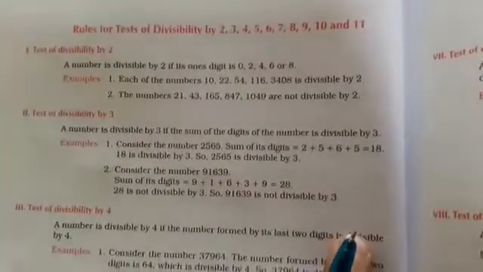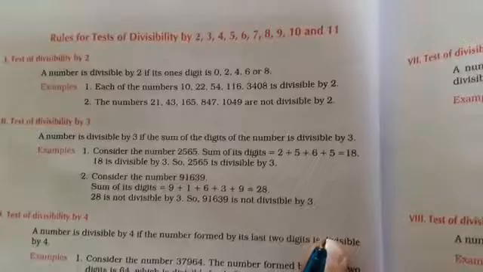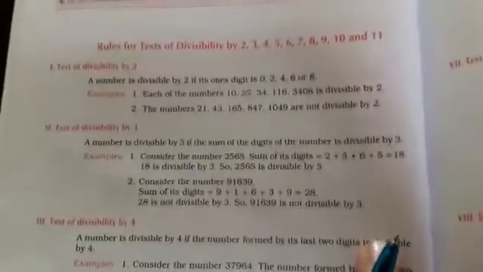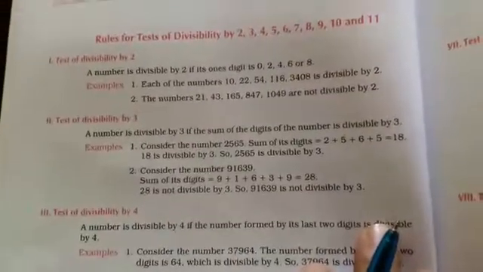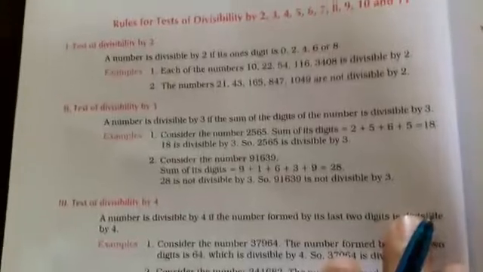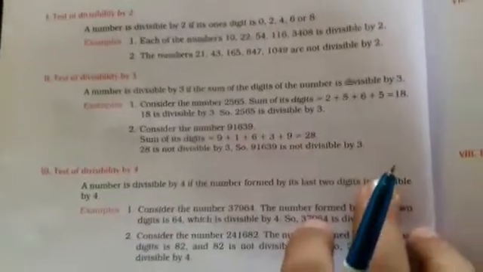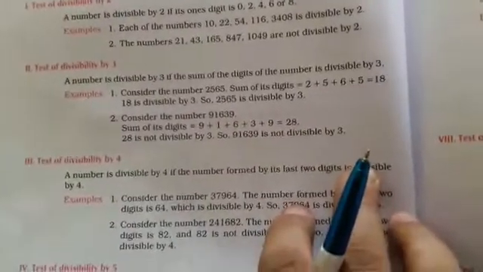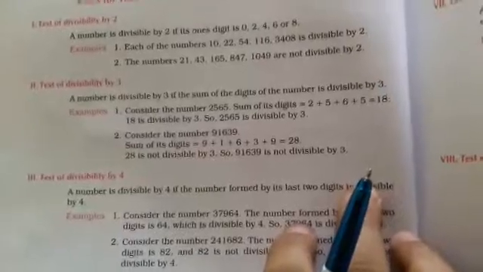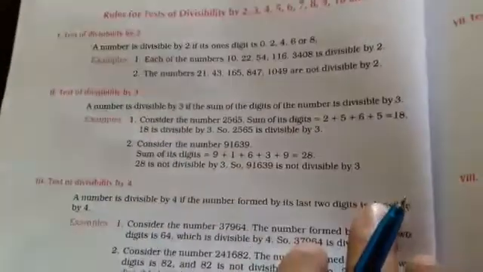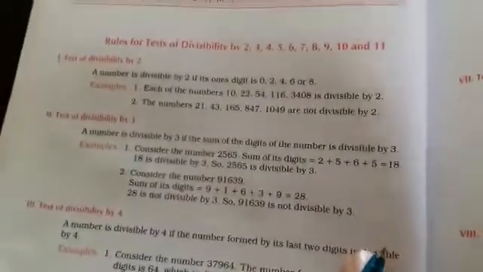Next we will see rules for the test of divisibility by 2, 3, 4, 5, 6, 7, 8, 9, 10 and 11. Let us see first the test of divisibility by 2. A number is divisible by 2 if its ones digit is either 0, 2, 4, 6 or 8. Or in other words, the number which ends in a multiple of 2 or 0 is completely divisible by 2. For example, 10.